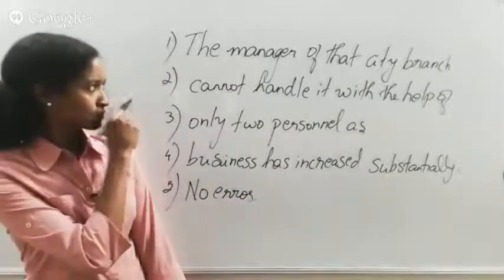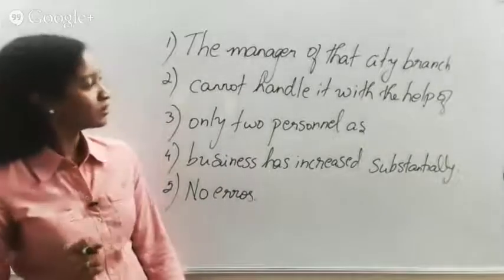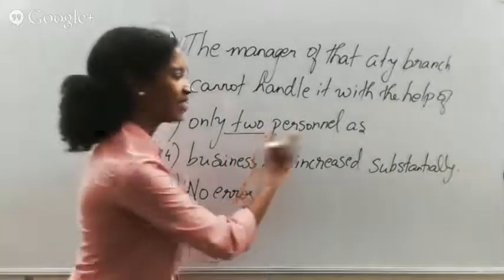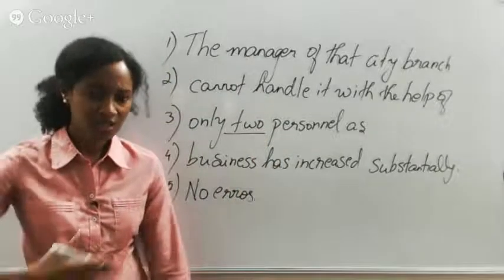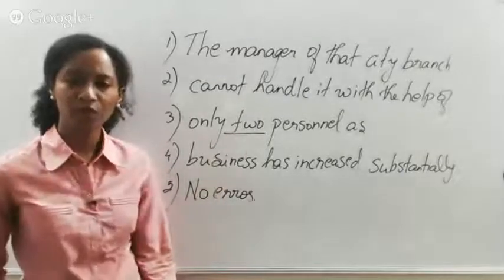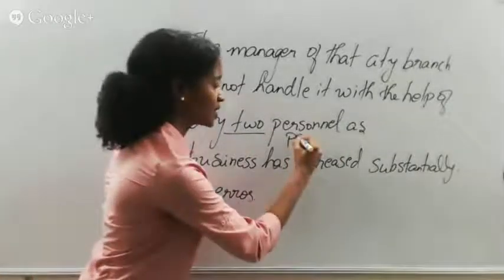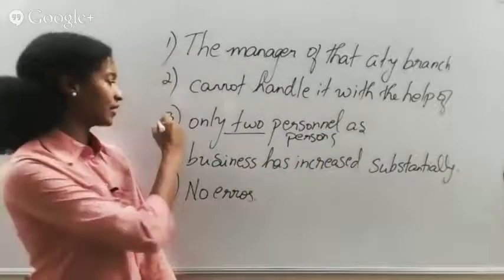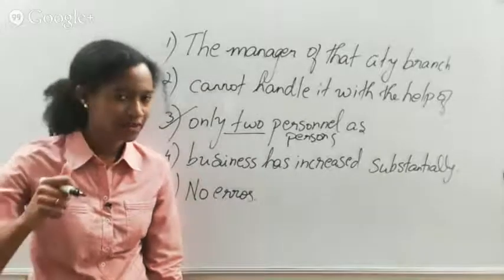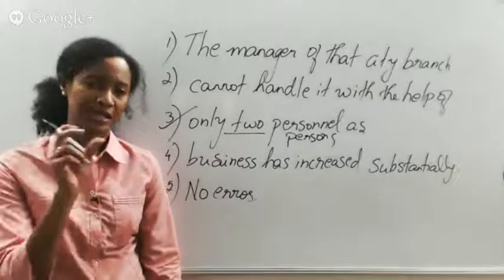Okay, so 1, 2, 3, 4. Which part has the error? Same concept, noun numbers, singular, plural. Your clue is, it says only 2, but here it says personnel. What's personnel? Personnel is like a staff, like the workers, a larger number. But here I'm specifying only 2. So ideally what should come there? 2 persons. Not personnel, but persons. The error is in part 3. Yeah, this is noun numbers for you. So we have word class forms, relative pronouns, noun numbers, and we're going to quickly move on to our next concept.